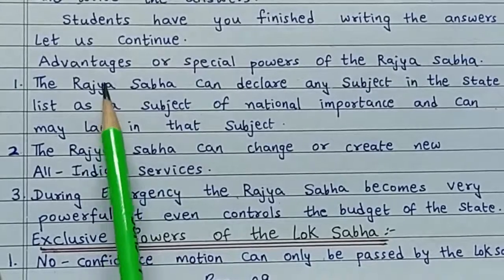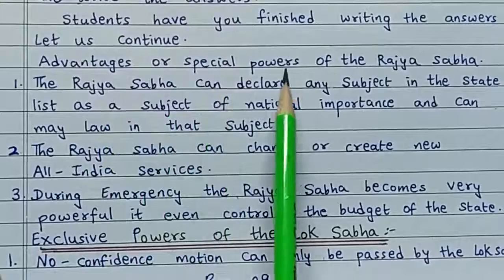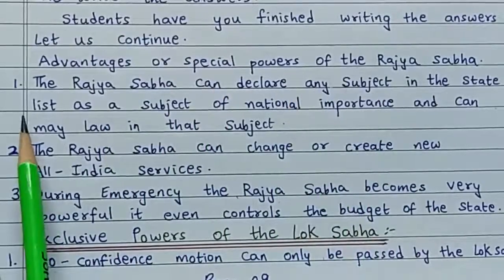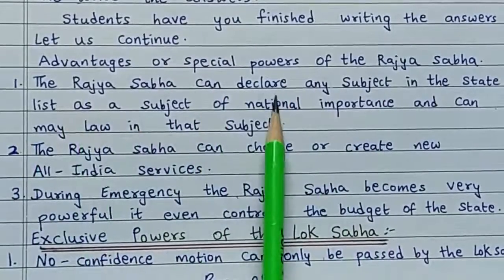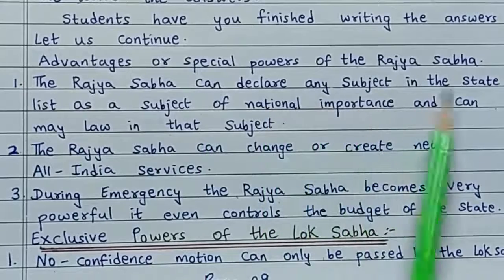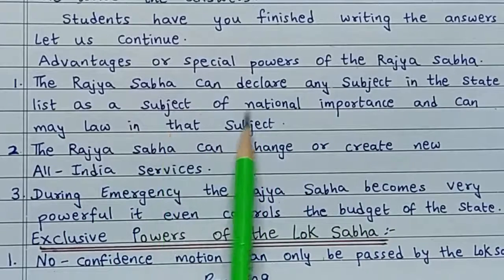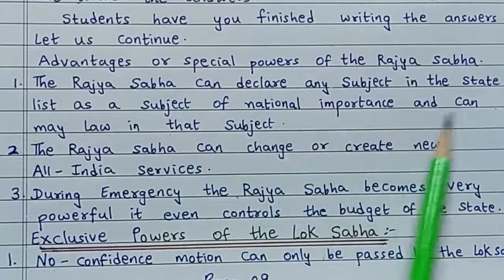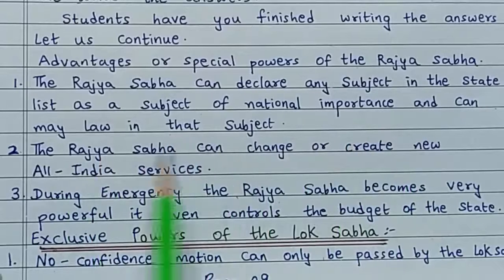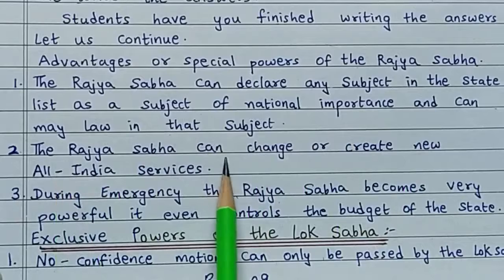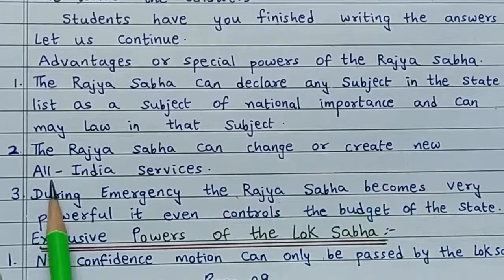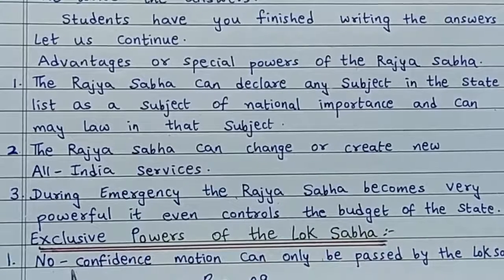Let us continue. Advantages or special powers of the Rajya Sabha. Number 1. The Rajya Sabha can declare any subject in the state list as a subject of national importance and can make law in that subject. Second, the Rajya Sabha can change or create new All India services. Third, during emergency, the Rajya Sabha becomes very powerful. It even controls the budget of the state.